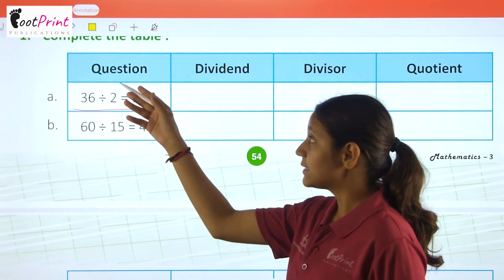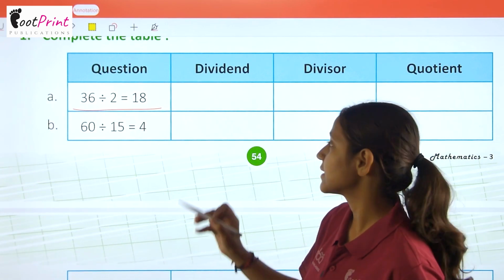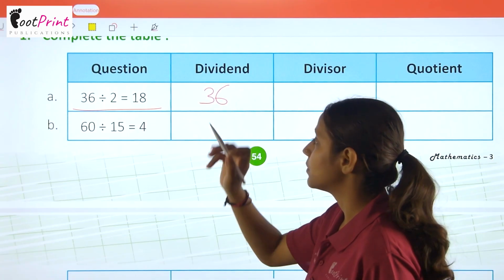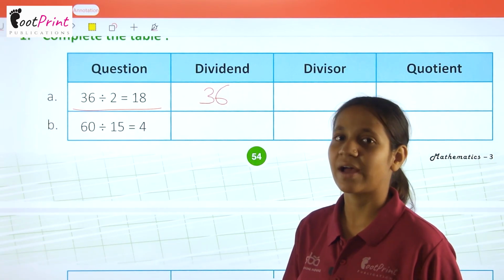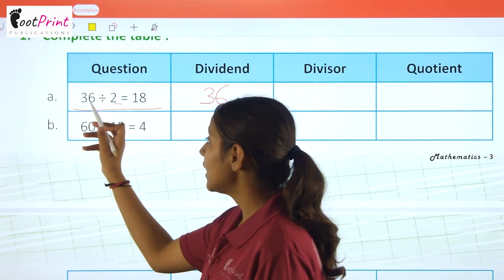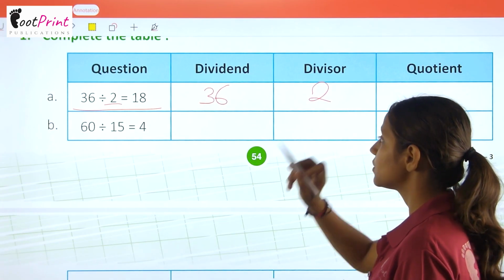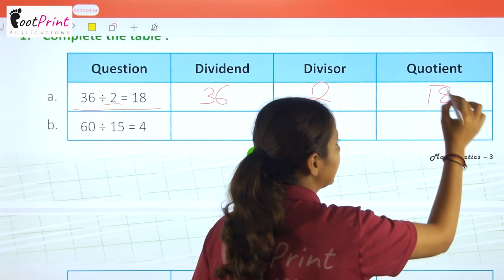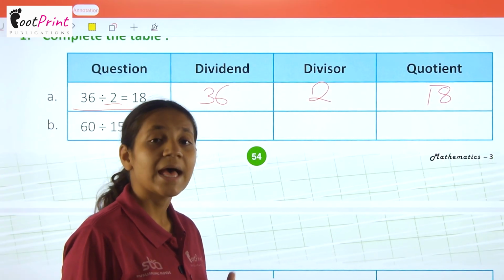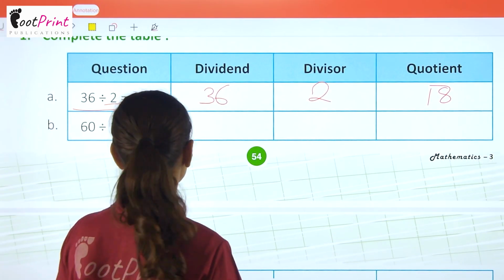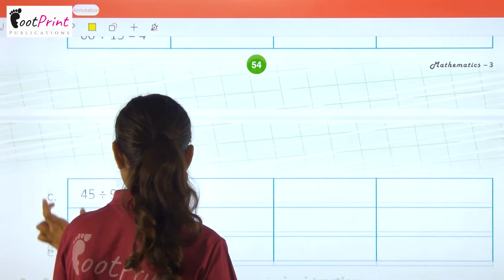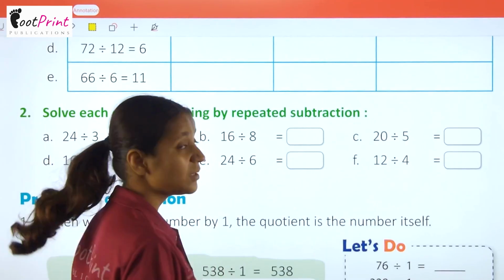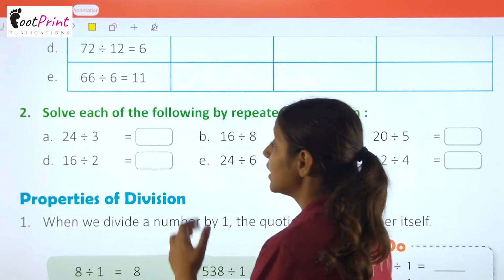What is dividend here? That is 36, the bigger number, which has to be divided among groups, and there are 2 groups, so divisor is 2, and as answer each group is getting 18. That is our answer as well as our quotient. Okay. Similarly, you have to do this part of this question by yourself. Okay. Now we have question number 2.